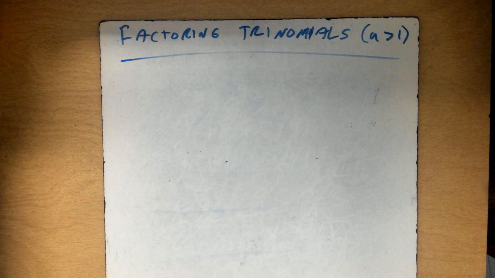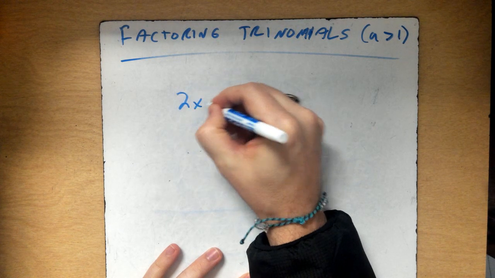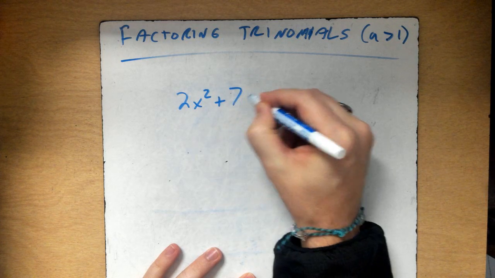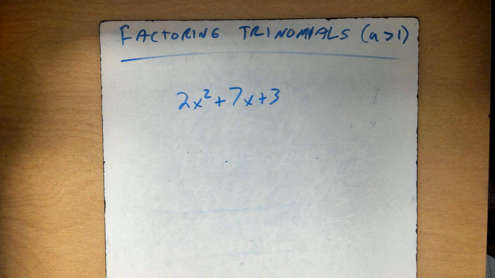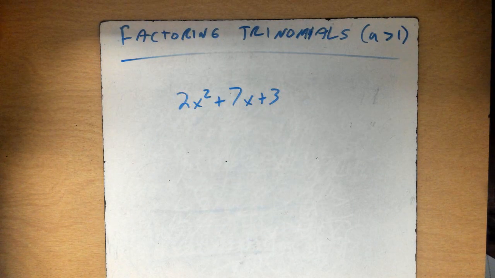Alright, next one. Let's do 2x squared plus 7x plus 3. Here, once again, I have a 2 in front. I got 7 and 3. Doesn't work out to divide, right?